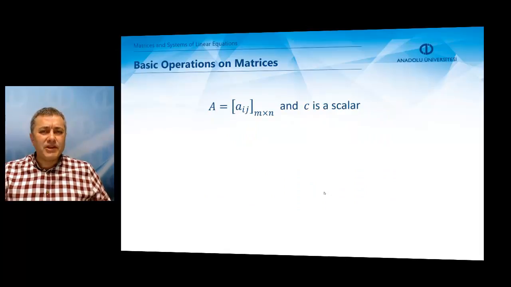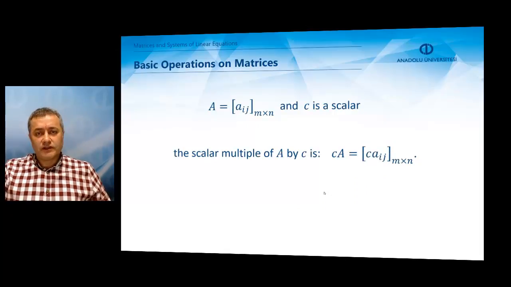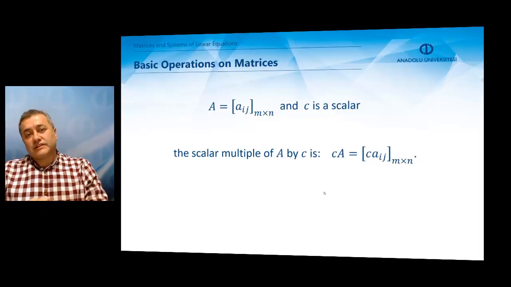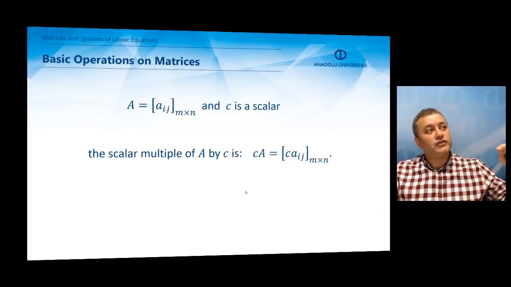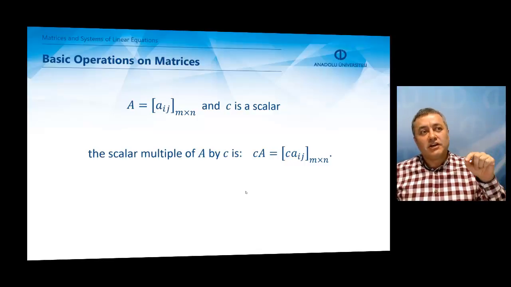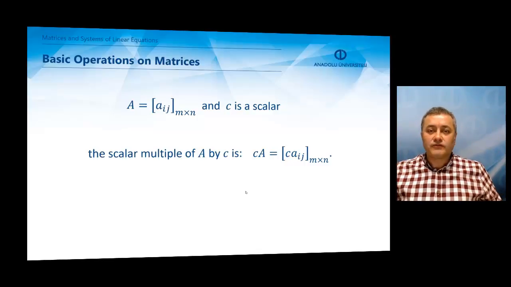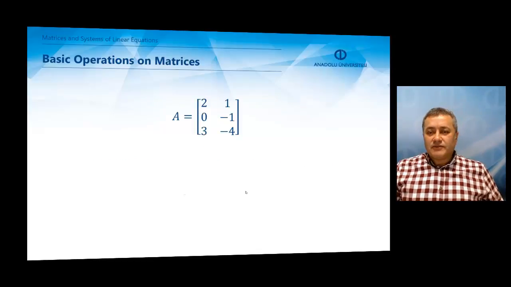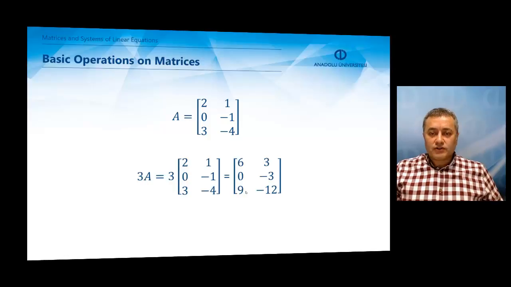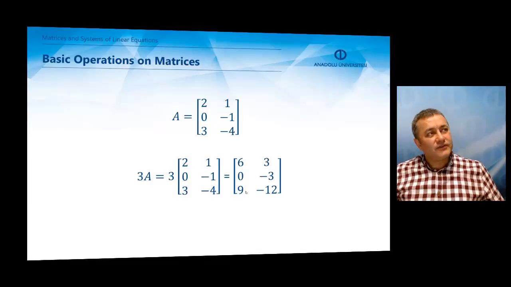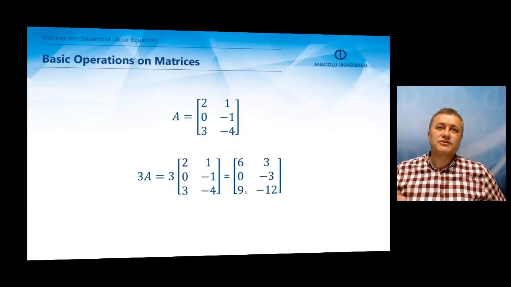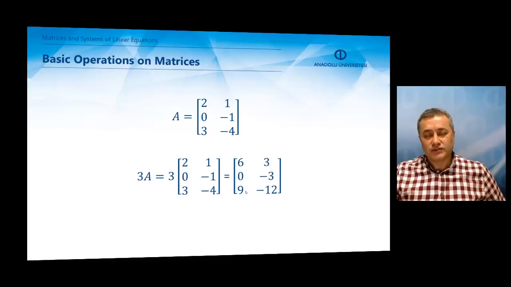I can multiply a matrix by a scalar, which is quite straightforward, and it's defined as the multiplication of each entry of the matrix A by the same constant C. So when you multiply a matrix by a constant C, you have to multiply every single one of the entries by the constant C. I'm given again this matrix A, which is 2, 1, 0, minus 1, 3, and minus 4, and I'm trying to find 3 times A, 3 multiples of A, so to speak.